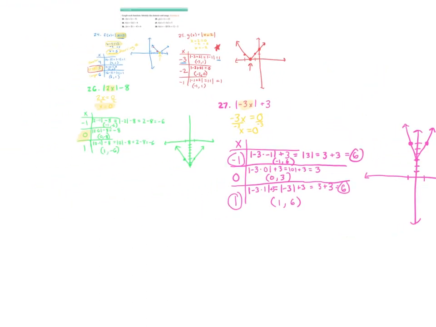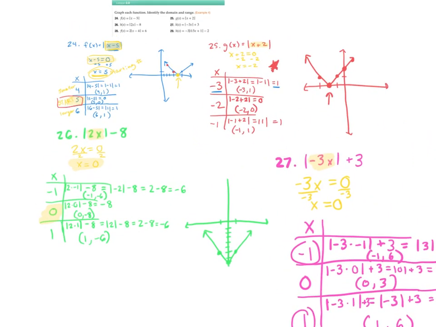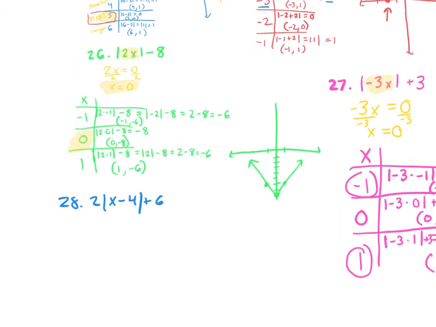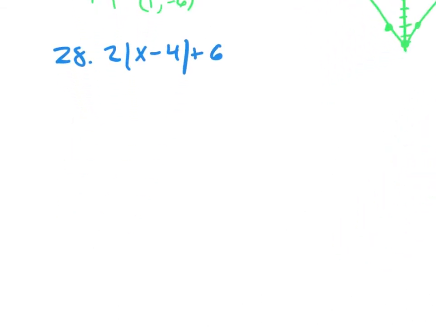Alright, so that one was 27, so now let's look at 28. So now we have 2 times the absolute value of x minus 4 plus 6. So how do we start? We set what's inside of our absolute value equal to 0. So x minus 4 is equal to 0. How do we solve for x here? What's happening between the x and the 4?